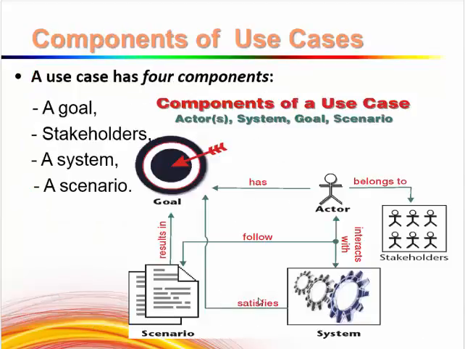This figure shows the 4 components of a use case: actor, a system, a goal, and a scenario. You should be able to explain this figure. An actor has a goal. An actor has a goal to achieve. The actor interacts with the system to follow the scenarios for steps to achieve the goal.